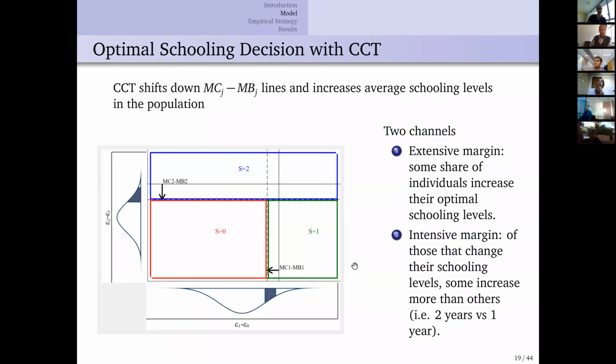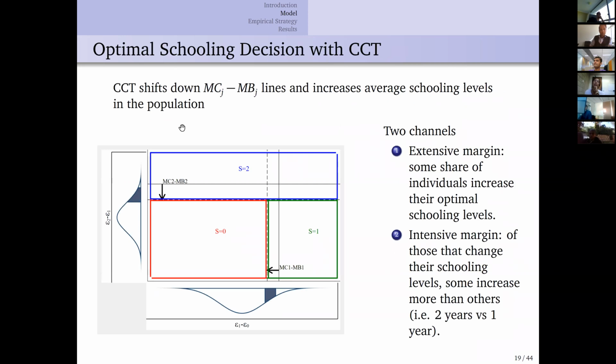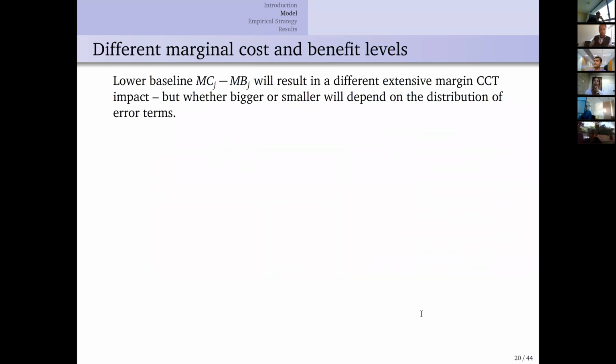Okay, so where was I? Again, this figure shows you what happens with a CCT. But I'm really interested in what happens with a CCT under different labor market conditions. The obvious way that labor market conditions matter is through these marginal costs and benefits. So what if you have an area with lower MC minus MB? Either the returns to schooling across the board are a lot higher there, or the marginal costs of schooling are a lot lower there across the board.